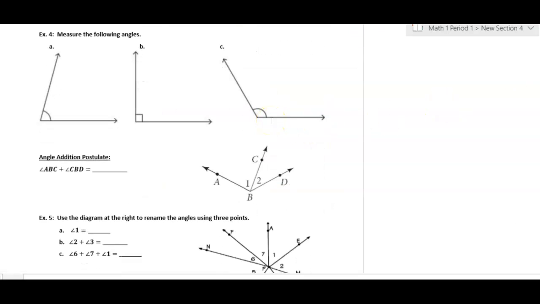So now if we had to measure the following angles with a protractor, if you have one, you can go ahead and do it. If you don't have one, totally understand.